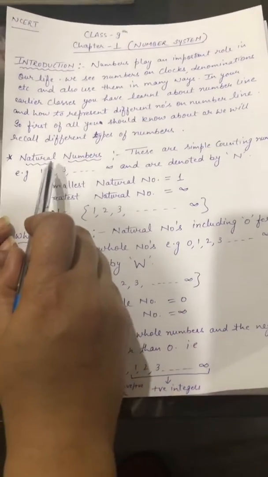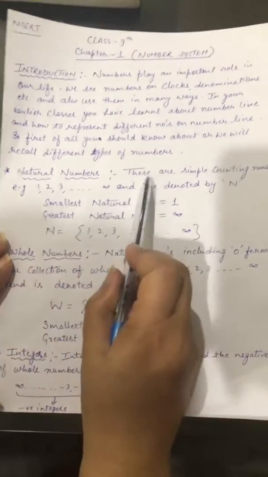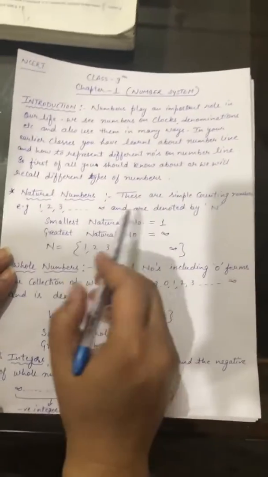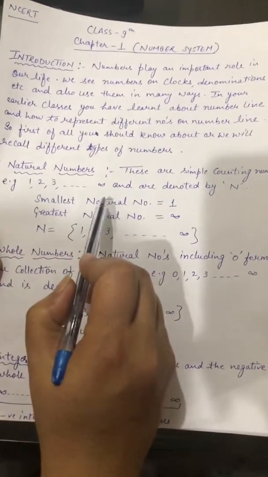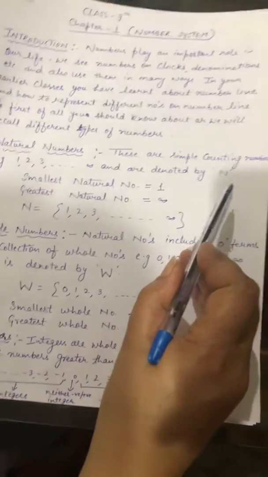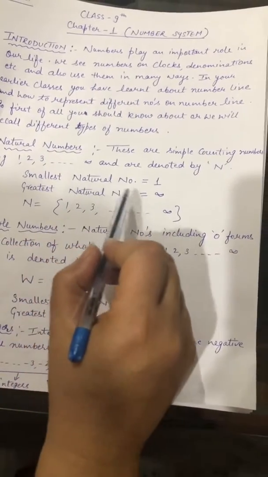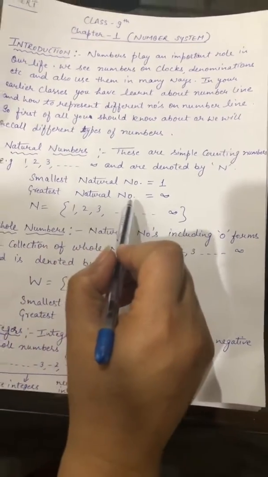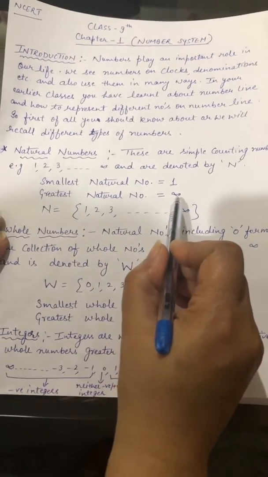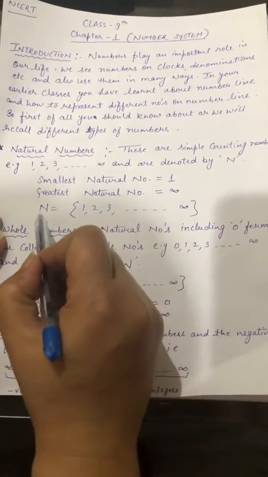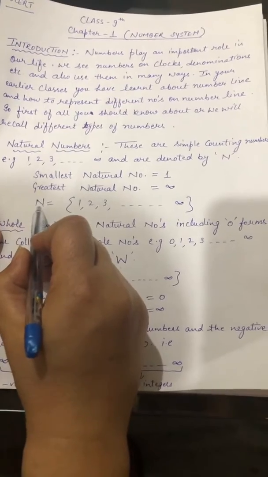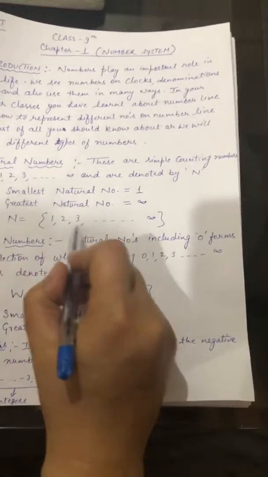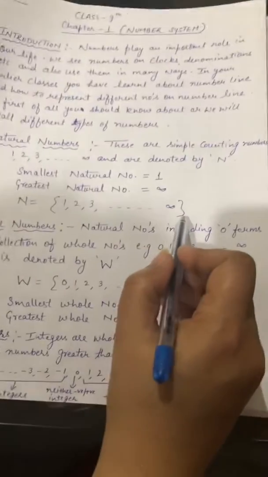So the first type is natural numbers. As you know, these are simple counting numbers, for example 1, 2, 3 up to infinity, and are denoted by capital N. The smallest natural number is 1 and the greatest natural number is infinity. So there is no greatest natural number. So N is the set of natural numbers 1, 2, 3 up to infinity.